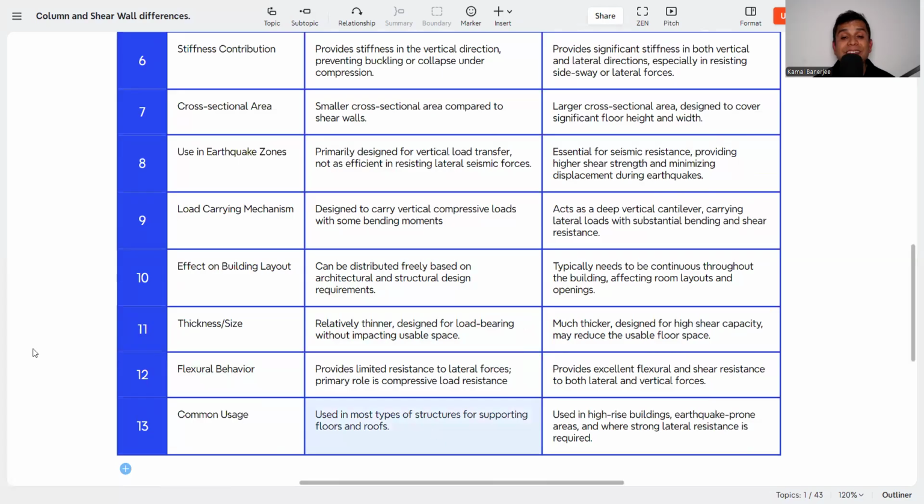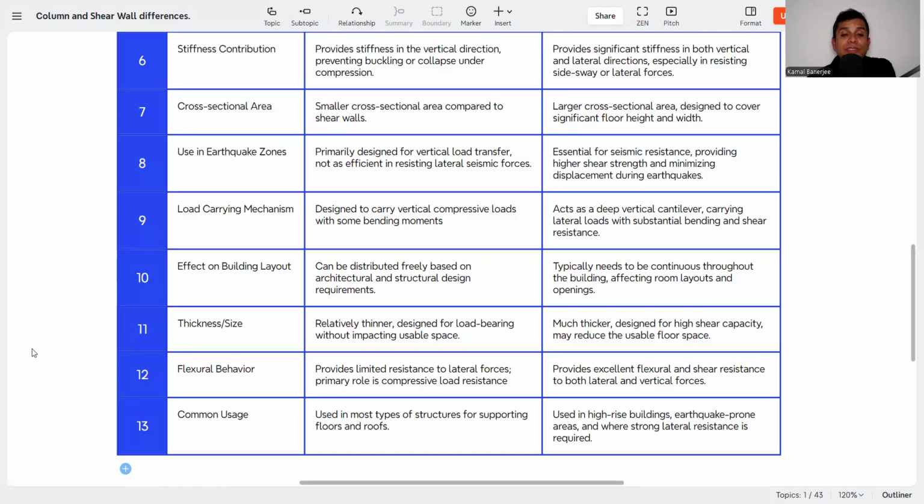The column provides limited resistance to lateral forces. Primarily, its role is compressive load transfer. So in flexure resistance there is limited resistance, but high resistance to compressive load. The shear wall provides excellent flexure and shear resistance for both lateral and vertical forces. So the column is primarily for vertical forces, but the shear wall is for vertical as well as lateral forces. Basically it takes lateral forces like wind and seismic.